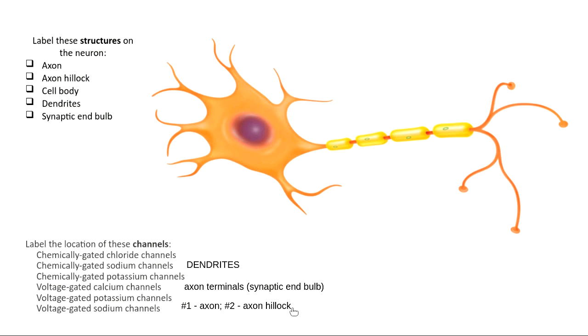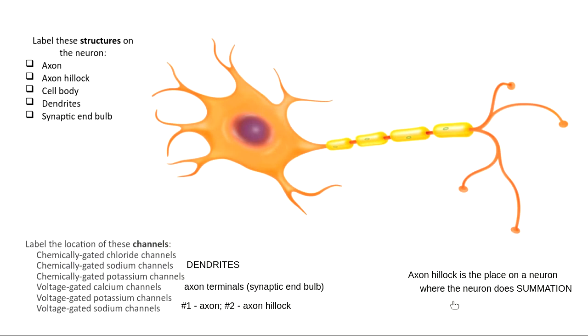Now, the Axon Hillock, here's a note that we should make for ourselves. The Axon Hillock is the place on a neuron where the neuron does summation. The axon hillock is the place on the neuron where that neuron does summation.